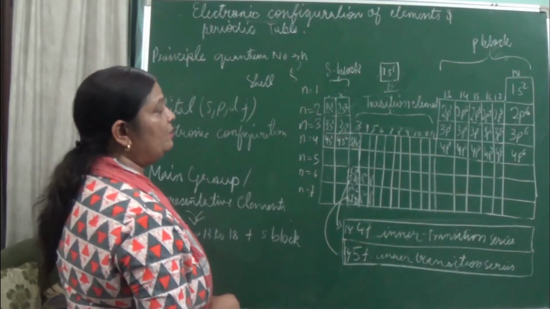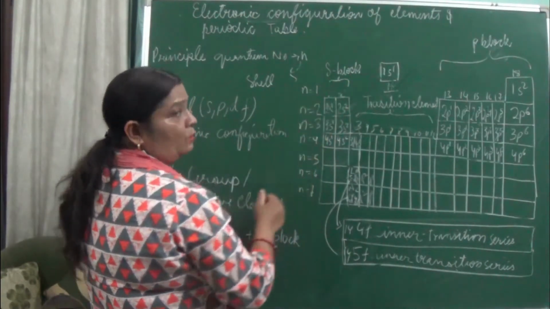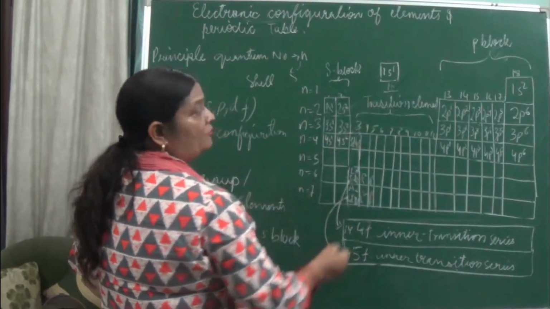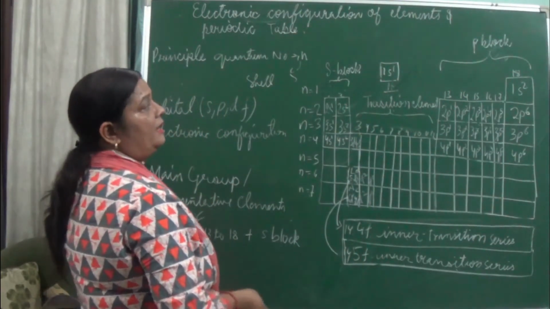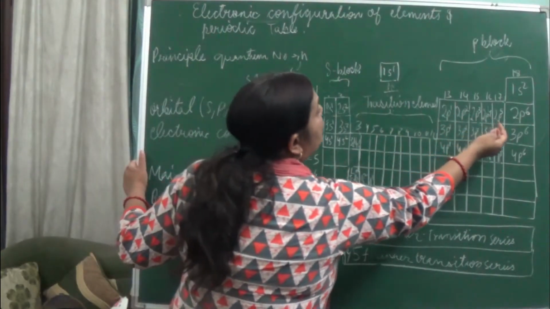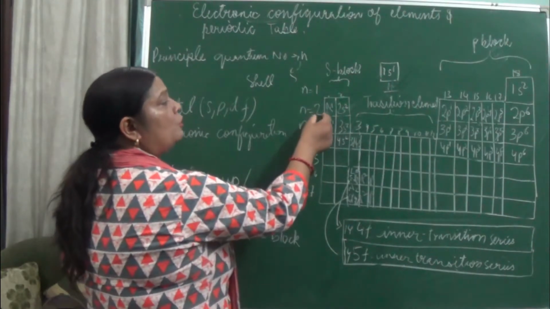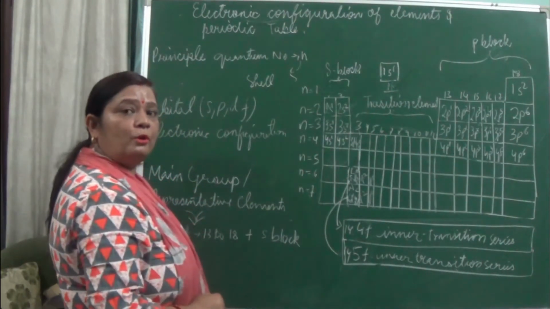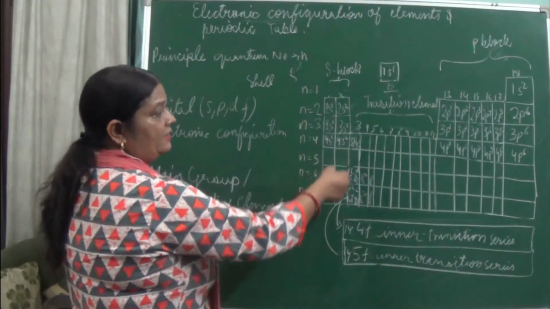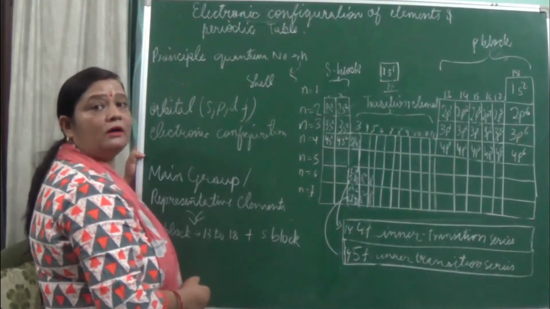Okay, now here you can see 1s1, this belongs to period 1, but the group has not been given. Actually this is the element hydrogen. It can be placed in group 1 and also in group 17, because its properties resemble group 1 as well as group 17. Okay, and we will study this in detail when we study the s, p, d block elements and f block elements.